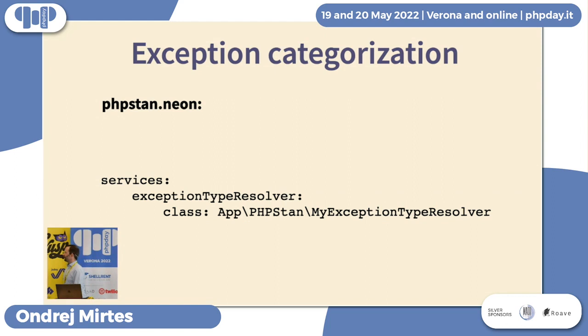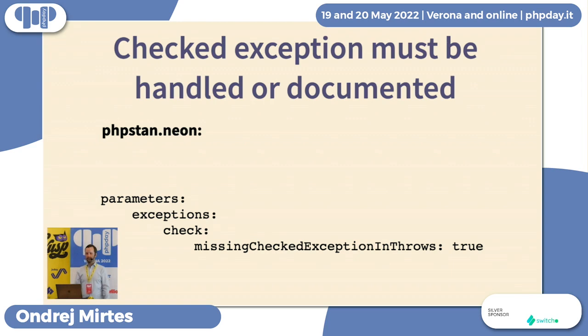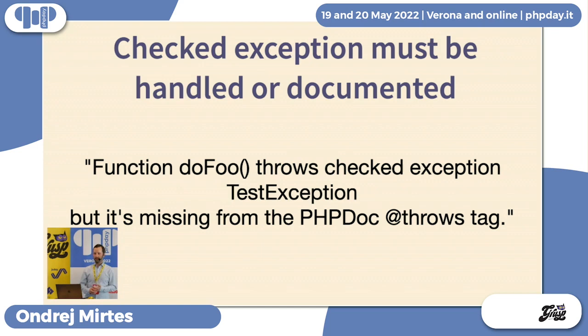All right, so now we have our exceptions categorized, but PHPStan actually still doesn't report anything about it. So we have to turn on some rules. The first rule is that a checked exception must be handled or documented, which means if you call some method that throws a checked exception, you have to announce it in your PHPDoc in the throws stack, or you need to catch it and somehow handle it. This is what reporting missing checked exception in throws does, and this is how the error message will look if you forgot to handle such an exception.